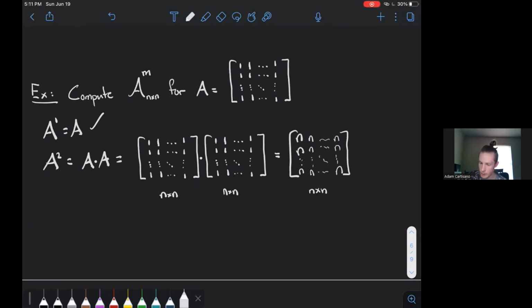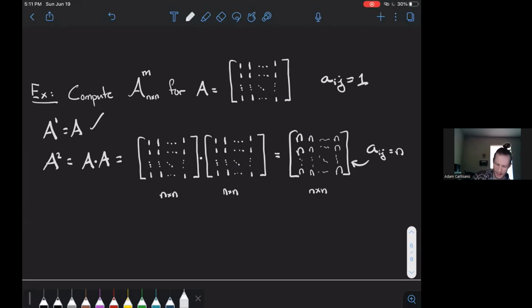I'm going to use double subscript notation and say a_ij equals n for this matrix. I'm just going to put it that way. In other words, no matter what your i and j are, the entry is just the number n. That's what it means to square this matrix.